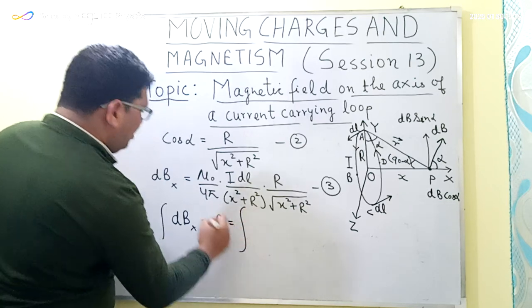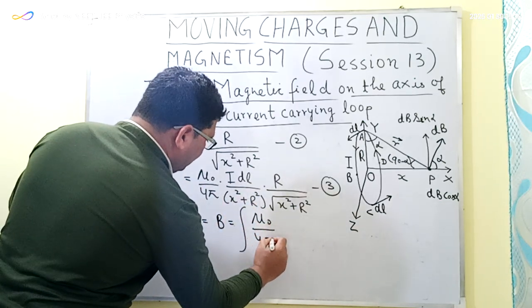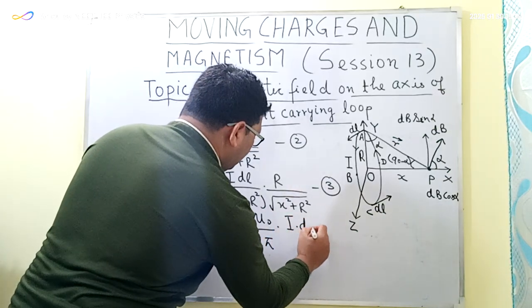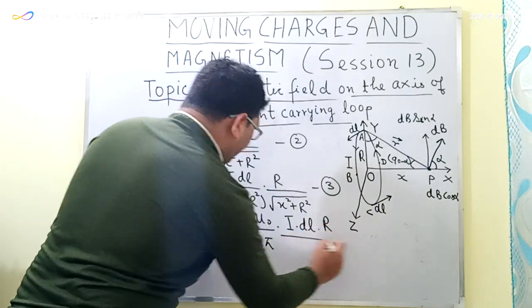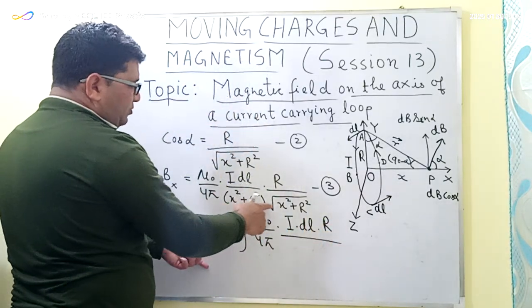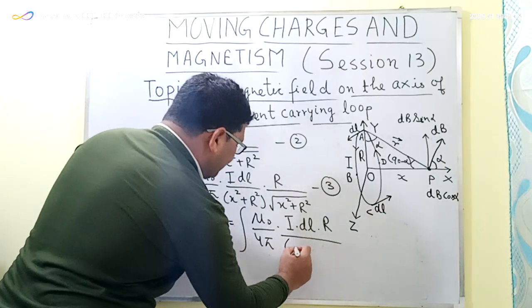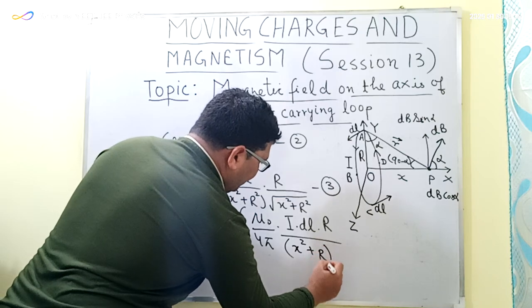This will be equal to mu naught upon 4 pi into I dl into r divided by x square plus r square, and this will become (x square plus r square) to the power 1 by 2. So this term will be equal to (x square plus r square) to the power 3 by 2.